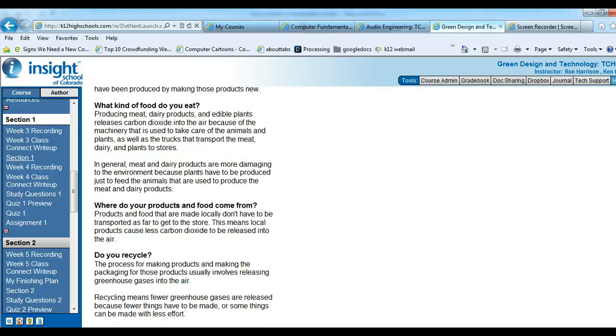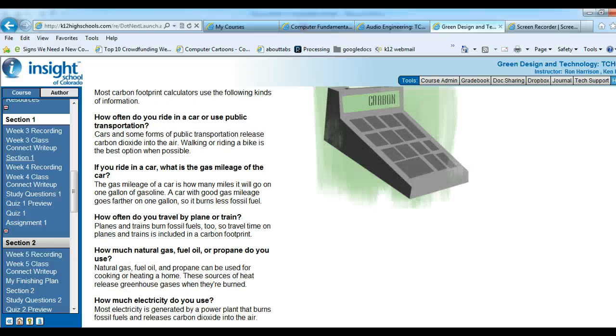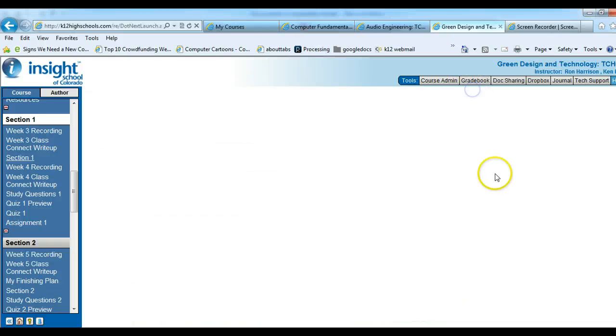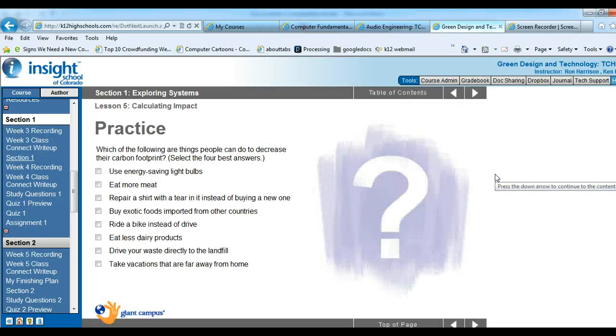What kind of food do you eat? Because if we eat food that is produced a long way away, then trains and trucks have to transport it. Imagine if we all grew our own food. If we all grew fruits and vegetables, raised two cows every year, and a bunch of chickens for eggs and for chicken meat, our carbon footprint would be so much smaller. So those are just some things to think about. So for some practice, go through the practice.